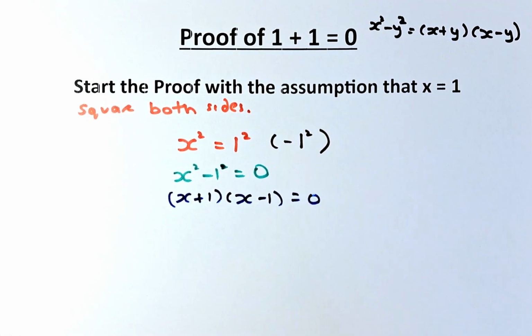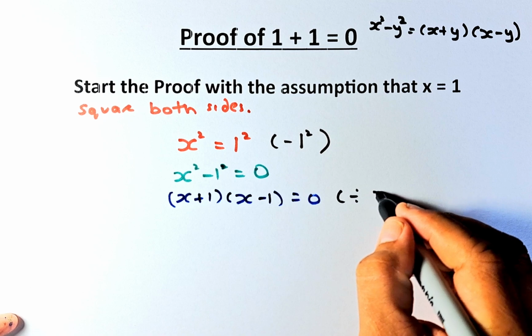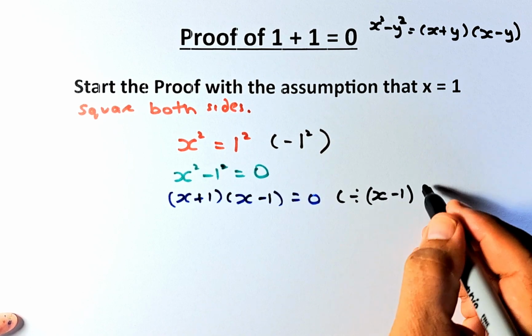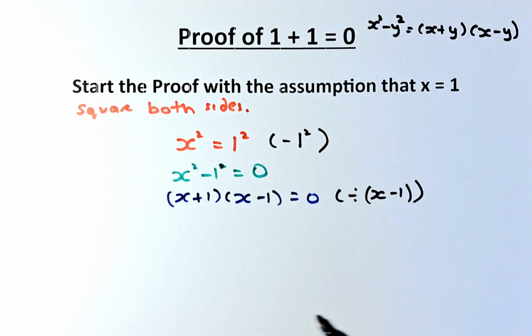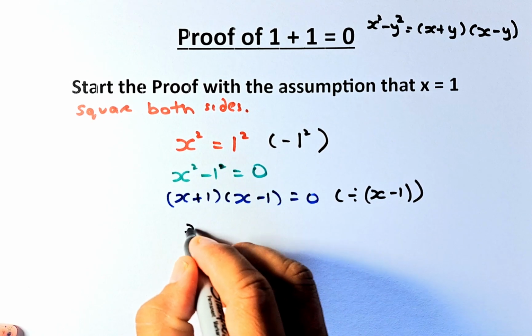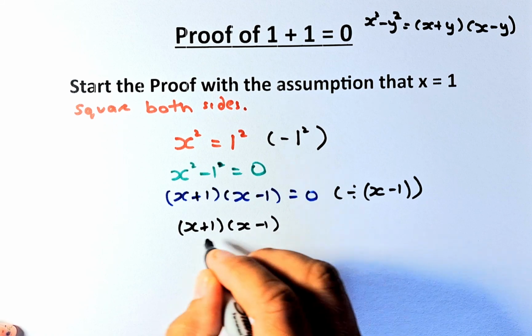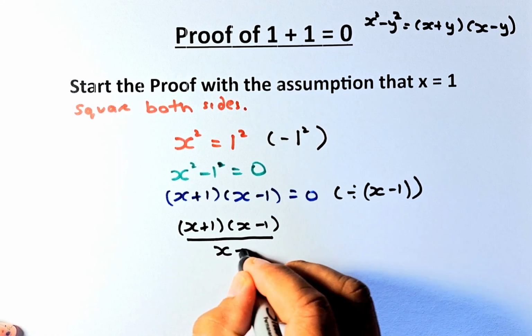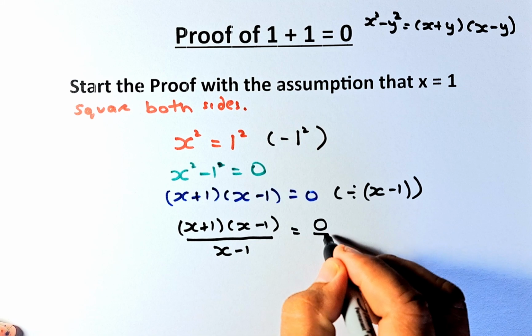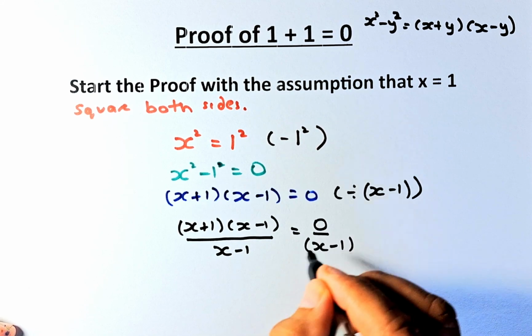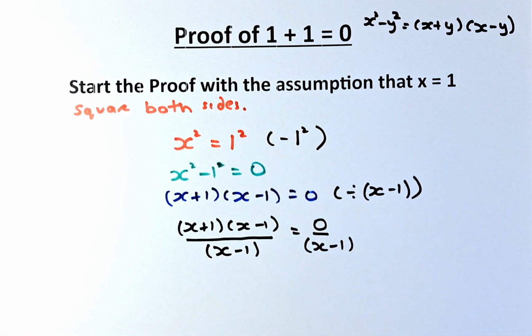Okay? So now we are getting more interesting. The next step is that we are going to divide both sides of the equation by x minus 1. So when you divide by x minus 1, the left hand side becomes x plus 1 times x minus 1, divided by x minus 1. And on the right hand side, 0 divided by x minus 1. So that is fine.